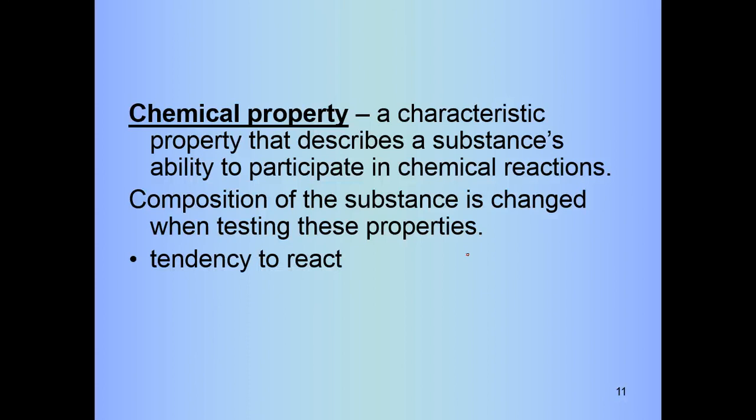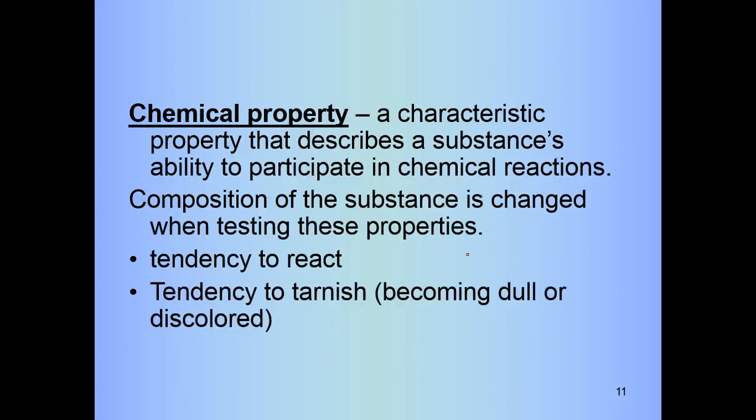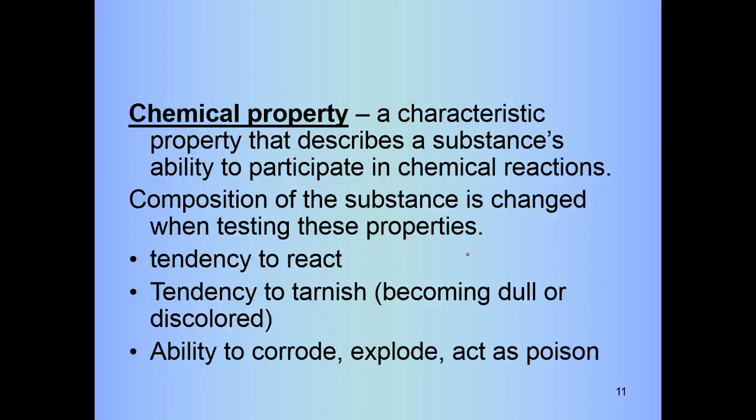So things like tendency to react, tendency to tarnish, which, if you don't know what the word tarnish means, means becoming dull or discolored. Like if you've ever seen a nice silver frame or silver ring, and it gets kind of ucky and dull and discolored over time. And ucky is a technical chemistry word. That's tarnishing. It's a reaction happening with the oxygen in air. Ability to corrode, explode, or act as a poison. Any of those things would also be describing a chemical property.